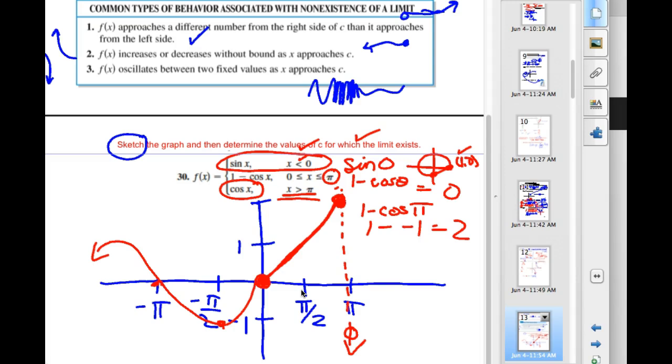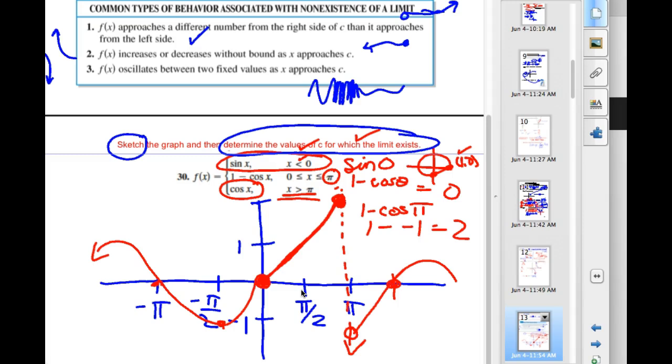Like perhaps I go out here to 3/2 and it'd be at 0, and it doesn't really matter except that so I can see that gap there. Again, it's a sketch of a graph. It doesn't have to be fantastic. It just needs to be good enough so I can determine the values for which the limit exists. All right, it's easier to figure out where it doesn't exist.